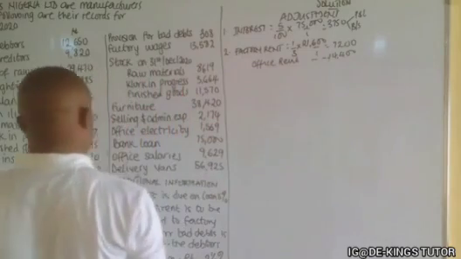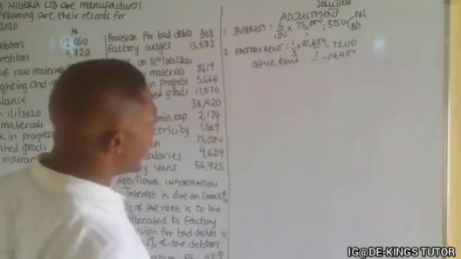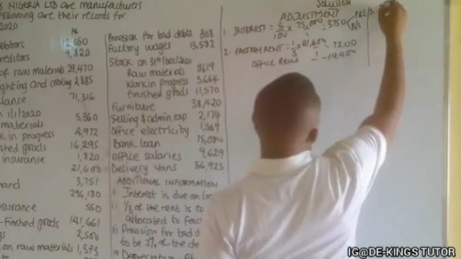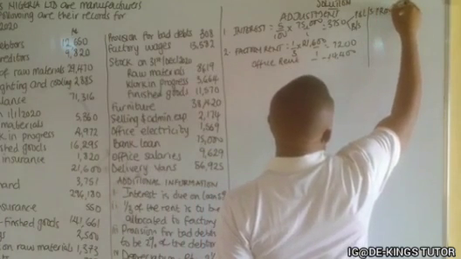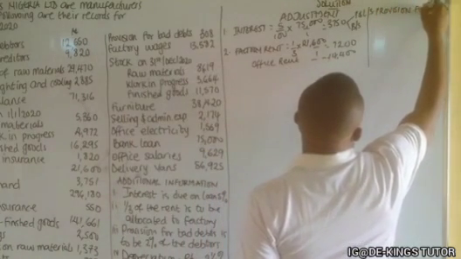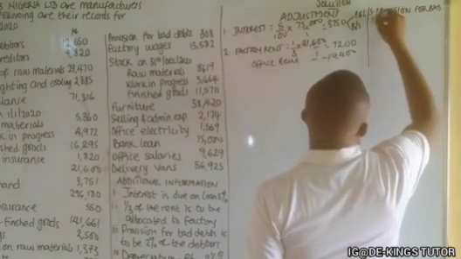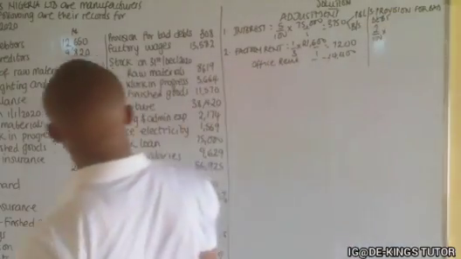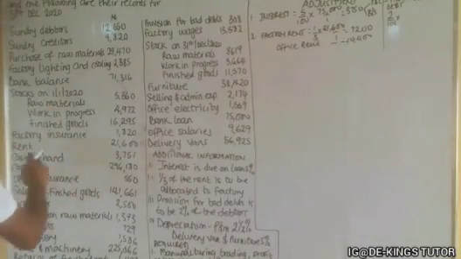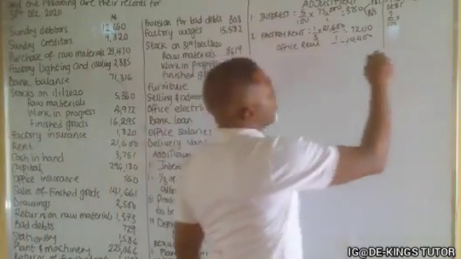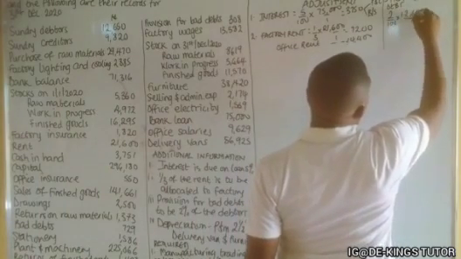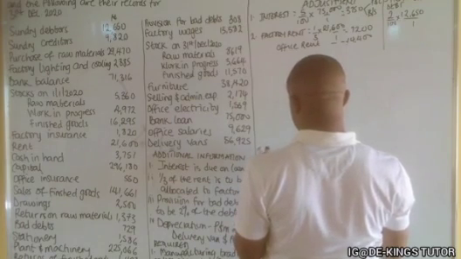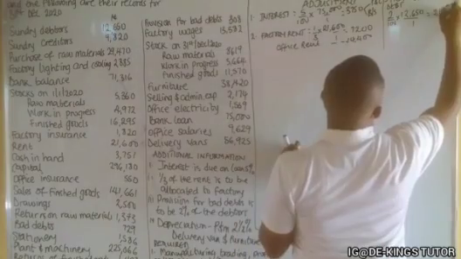Now the third one said provision for bad debt is to be 2% of debtors. Now we have provision for bad debt. So 2%. So we have 2/100 times, what is the debtors figure? 12,650. So 2% of 12,650 will give us 253.